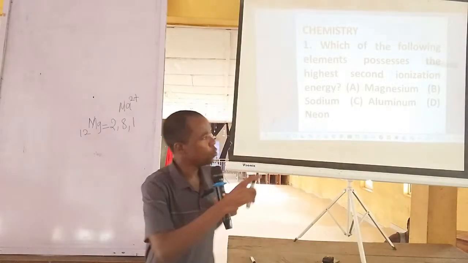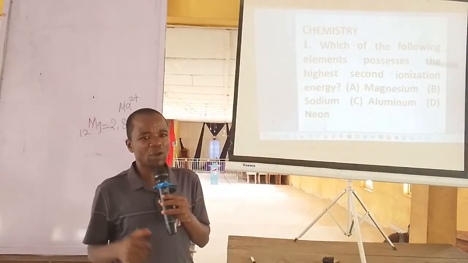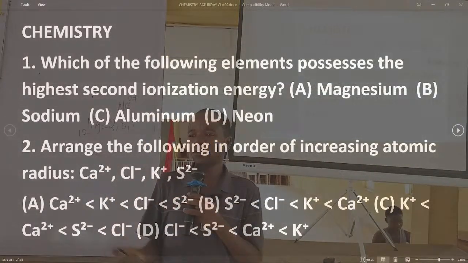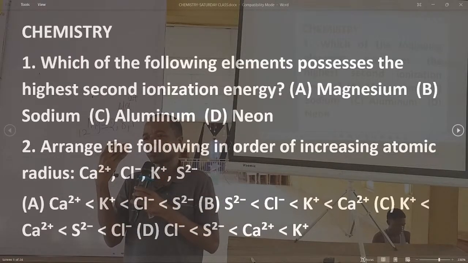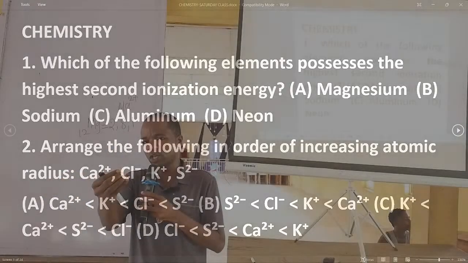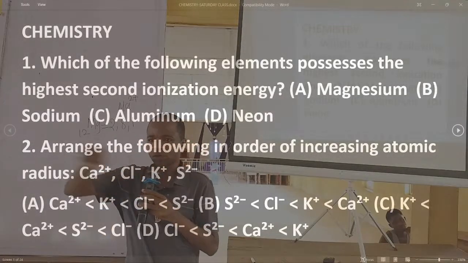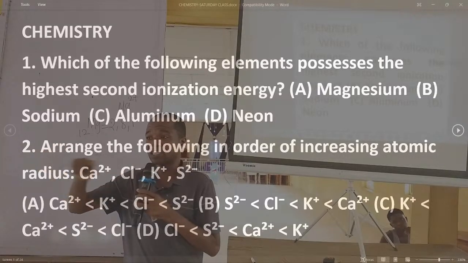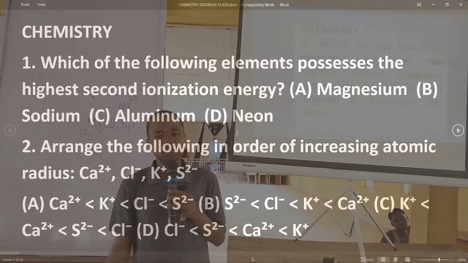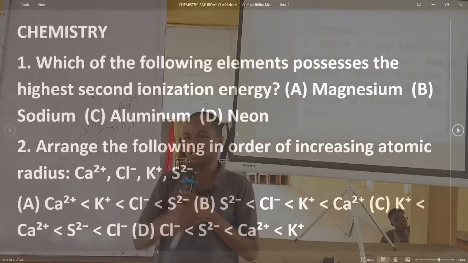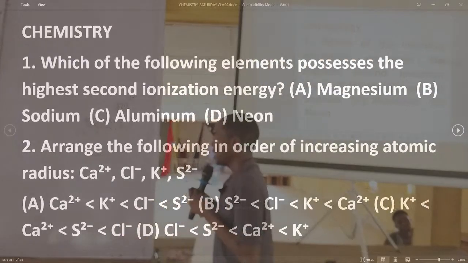When you want to know which element is going to have the highest second ionization energy, all you need to do is remove the first electron from any element you are given. The atom in which, having removed the first electron, the electron configuration becomes that of a noble gas, meaning that 8 electrons are now in the outermost shell, is going to be the element that has the highest second ionization energy.